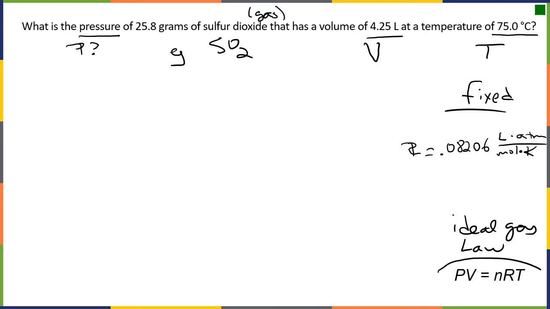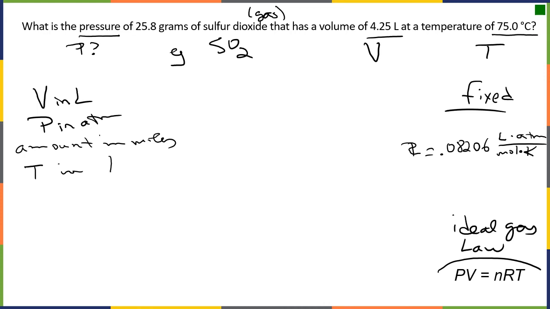This immediately tells you what units everything has to be in. Our volume has to be in liters. Our pressure has to be in atmospheres. The amount has to be in moles. And the temperature has to be in Kelvin. So let's take and rearrange some of this.